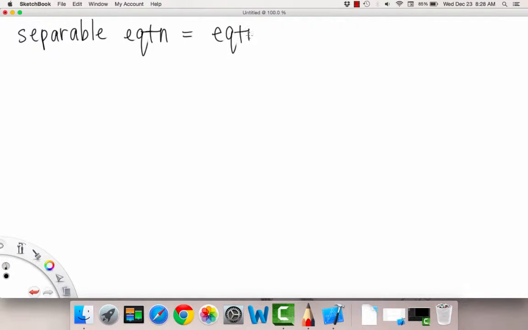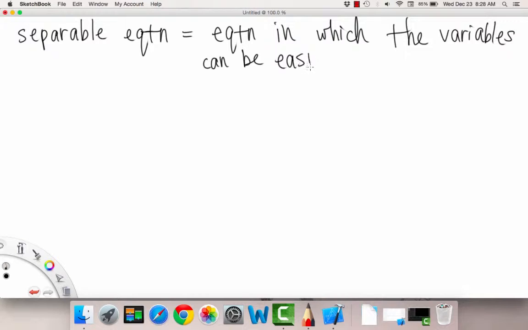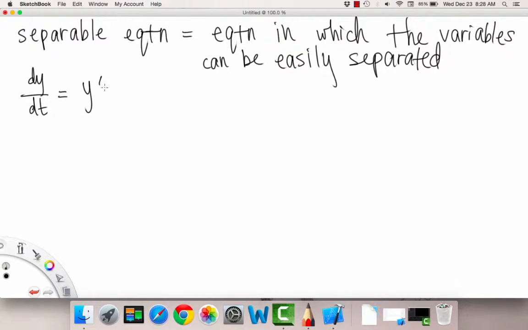So a separable equation is an equation in which, I'll write out the definition for you, the variables can be easily separated, okay? And by this, mathematically, what I mean is that let's say we have dy/dt, which is the first derivative of our y of t function, our single variable function here, or this is also known as y prime. You can see it written either way, so you should be familiar with that.